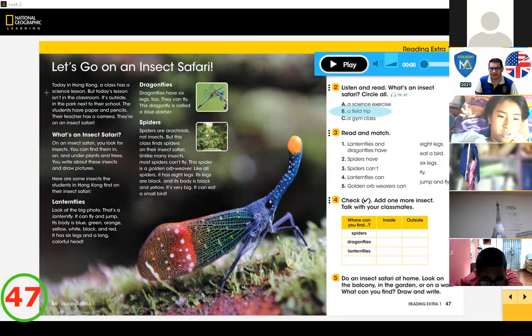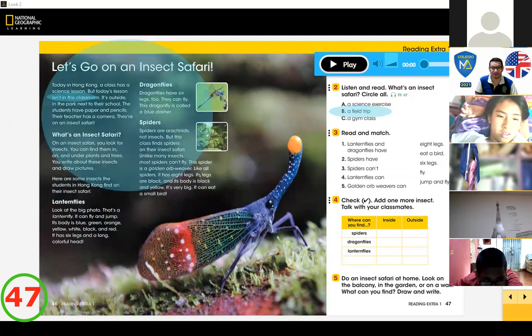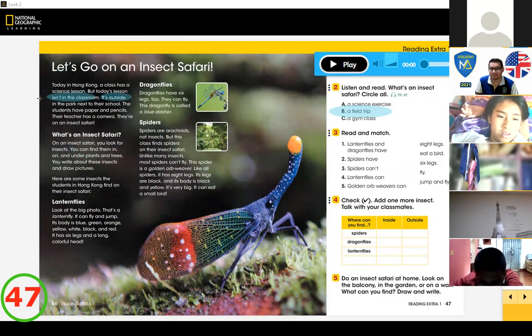In this part it says the class is not in the classroom, porque este tipo de clase, cuando van en un insect safari, no es en el classroom. It's outside, fuera, in the park next to the school, no? Los estudiantes van con su paper, su pencil, es una salida de estudio, right? Now, what's an insect safari? You look for insects, observas a los insects. Aquí no haces exercise, no haces gym, no haces gimnasio, no? You look for insects. You can find them under the plants, no? And you, ¿qué es lo que haces? You write, escribes, you write about this insect. You draw pictures, dibujas about the insects, okay?